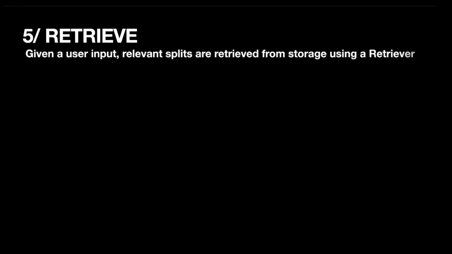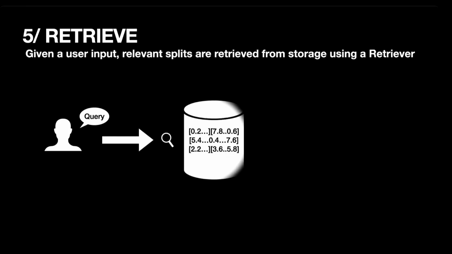Right, moving on to the fifth step, retrieval. So retrieval is when we have a user input, we want to get these relevant splits from our vector store using a retriever. So what that looks like is that we have a query from our user, and then we search our database to find the vectors that are relevant to that query, and then we respond back with that vector. So now we're going to get into the code, and we're going to set up our retriever.